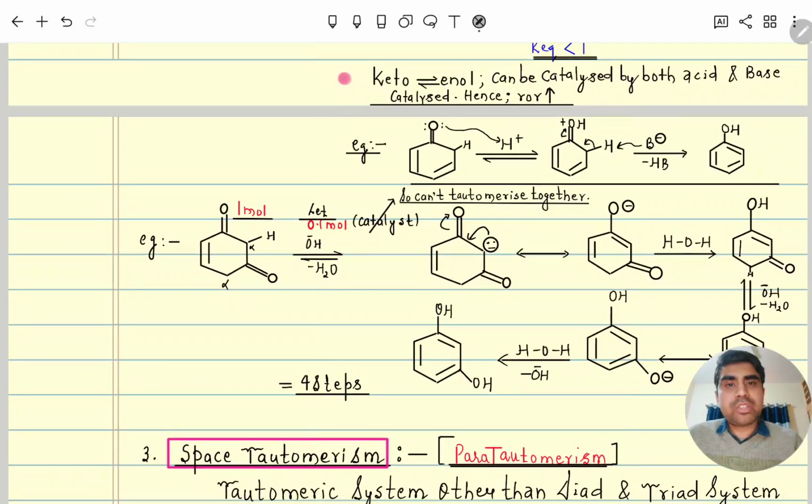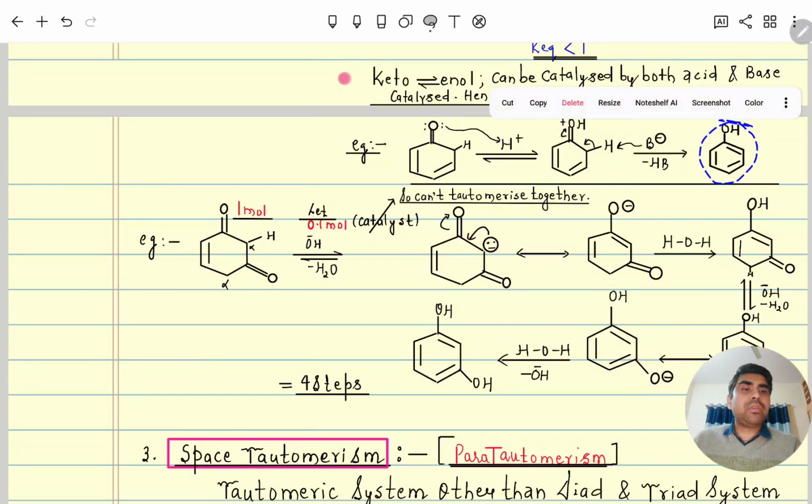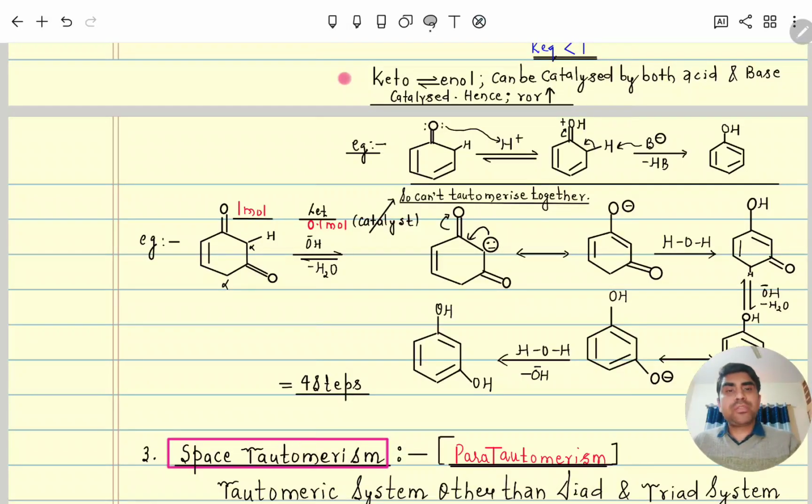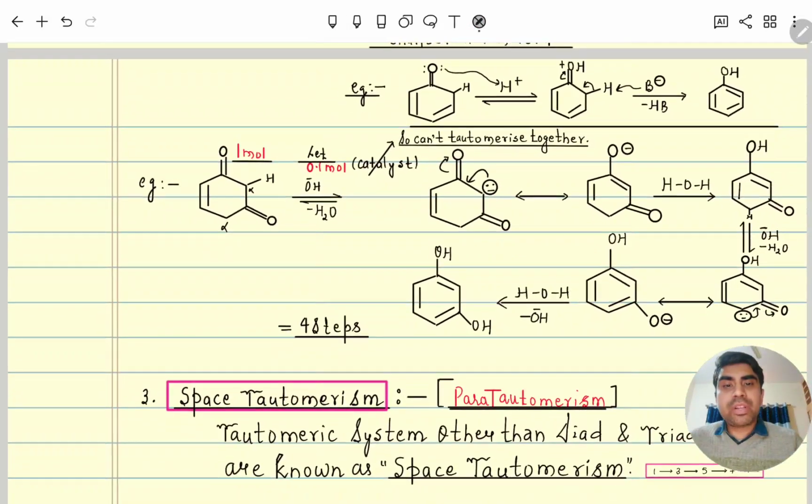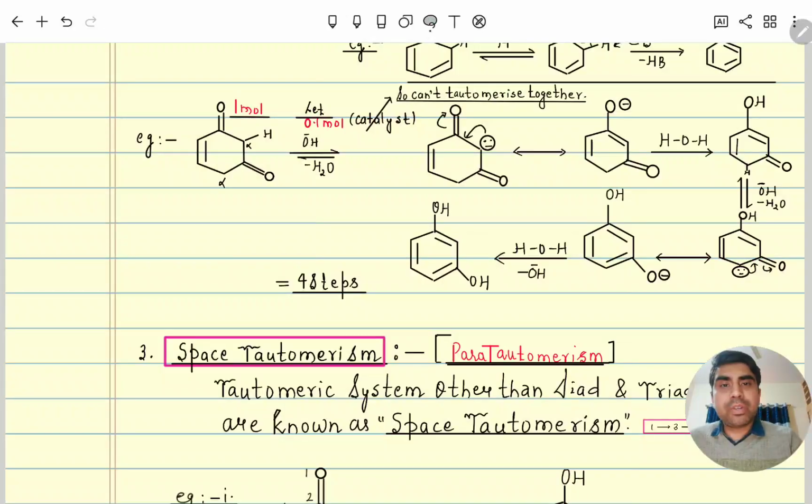Once again, try to understand here: this H plus electrophile is getting attached to this nucleophilic center, and since oxygen has a positive charge and at the same time this alpha hydrogen is acidic, the conjugate base will abstract this alpha hydrogen. It will form HB, and here the negative charge will polarize and it will become aromatic phenol. Clear? Means phenol.